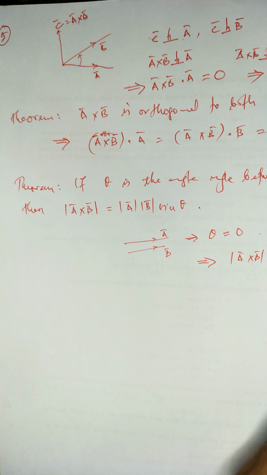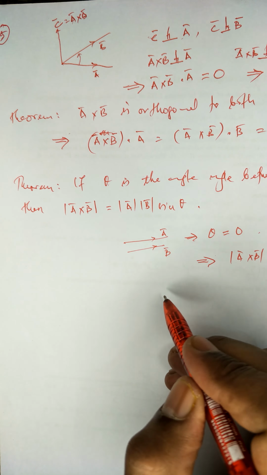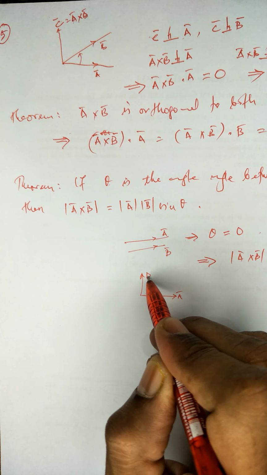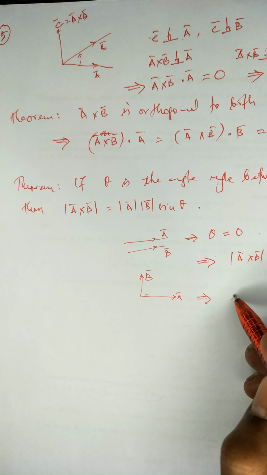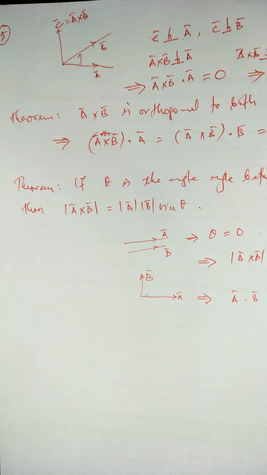For the other case, to show that vectors are perpendicular, we use the dot product. We have seen this earlier, right? We use A dot B equal to 0.